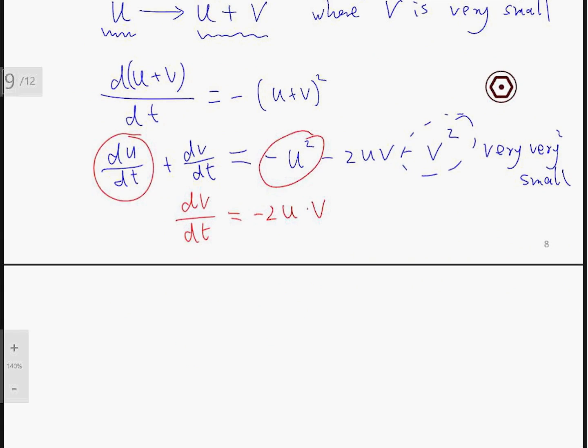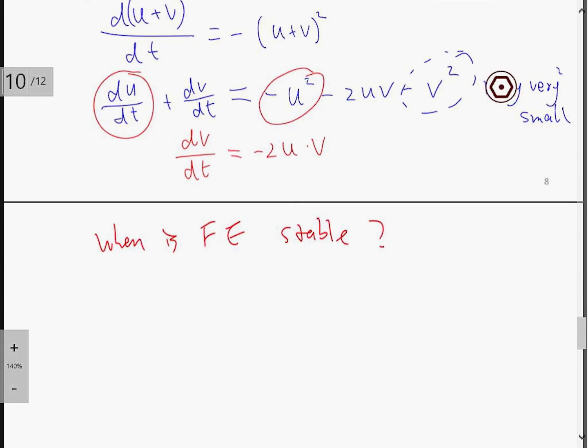Can somebody tell me, if I use forward Euler, when would this scheme be stable? When would my forward Euler be stable? Good. In this case, this is my lambda. I'm solving dv/dt equal to minus 2u times v. My minus 2u is my lambda.